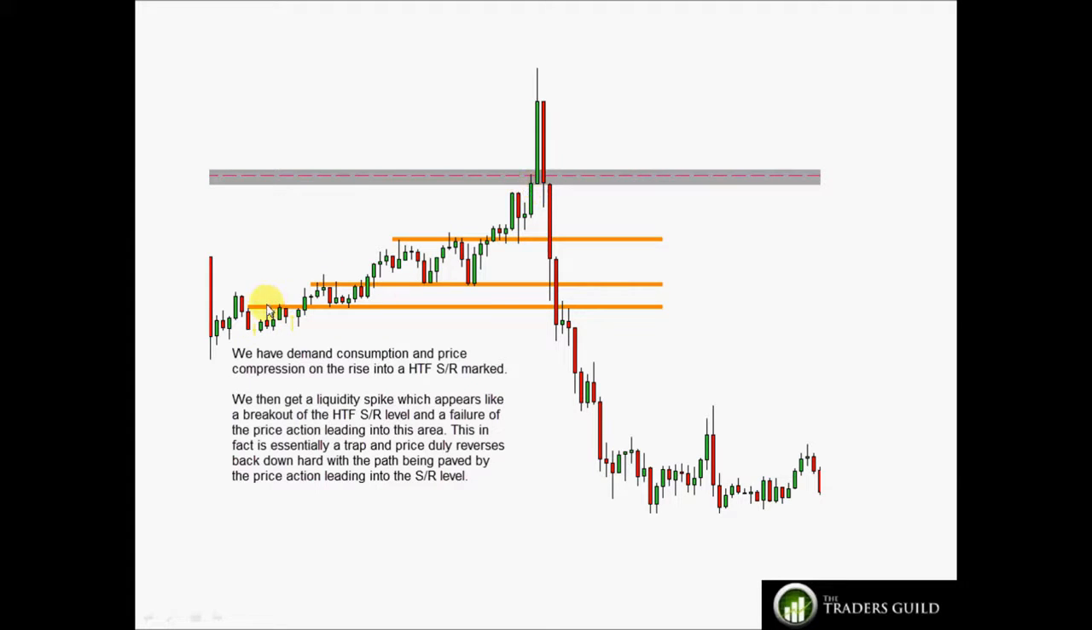We have demand consumption into this resistance zone. You can see the breakout retests of minor SR levels approaching the higher time frame resistance level. We then get a spike up, and that spike is immediately reversed back down. And following that, we then get the expected price action in terms of the strong move from the supply area relative to the move into the resistance area.